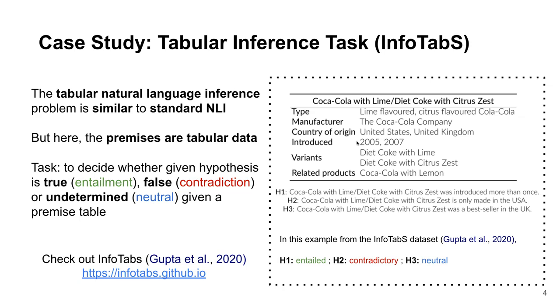Let's look at an example. In our case, we study InfoTabs, which is a tabular inference task, where you are given a table which has a title and key-value pairs, and there are three hypotheses as shown, which can be entail, contradict, or neutral. So the hypotheses are basically true if they are entail, false if contradict, and neutral as they are undetermined. This is taken from the InfoTabs dataset from Gupta et al. 2020. You can check at infotabs.github.io.